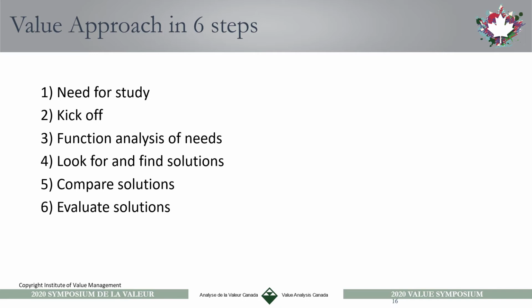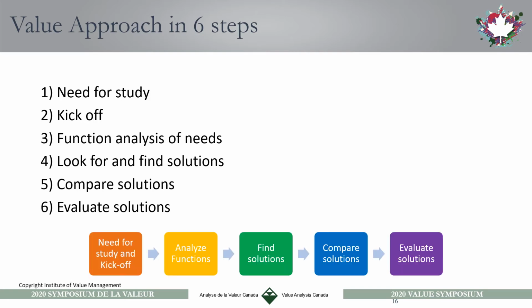First thing you do is the function analysis, where you analyze those needs to identify the functions that need to be achieved. And then you look for and you find solutions, and then you compare the solutions and evaluate them to identify which one is the best, which is the one that has the most value for the stakeholders. So we put them in a drawing just like the design thinking process.